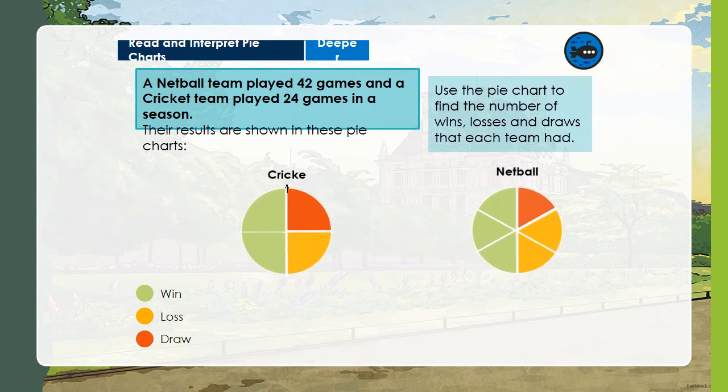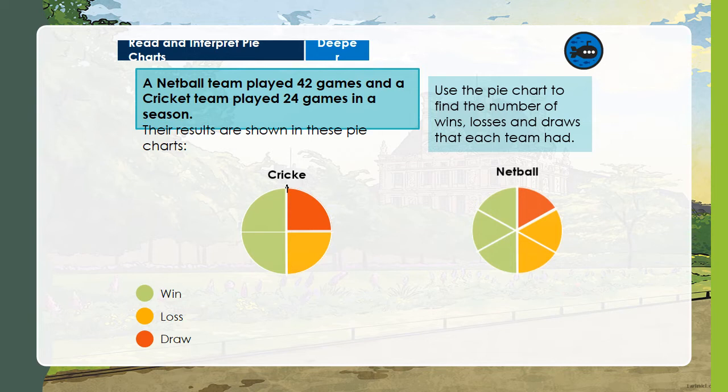Now let's look at another question together. We're going to use the pie chart to find the number of wins, losses and draws that each team had. So this is where I would like you to just pause the video here. Remember to look back at the total and write down the wins that the cricket team had, the losses and the draws, and do the same for the netball team.